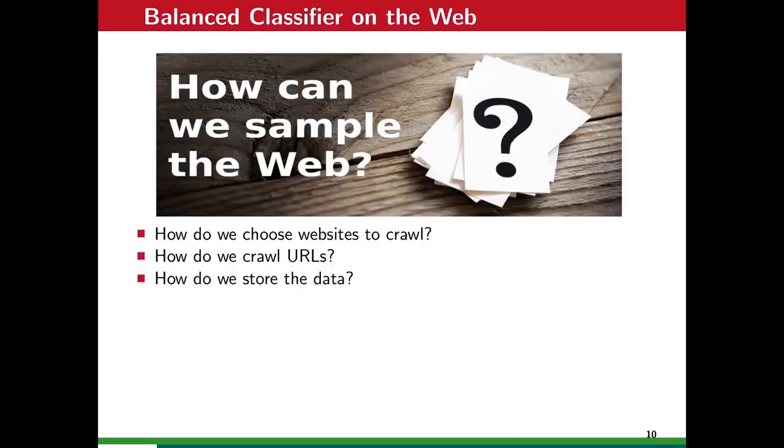Now that we have a classifier, let's see how we can use it to estimate the percentage of sensitive content on the open web. The first thing that we need to decide is how we can efficiently sample the web. How do we choose which websites to crawl? How do we store the collected data?